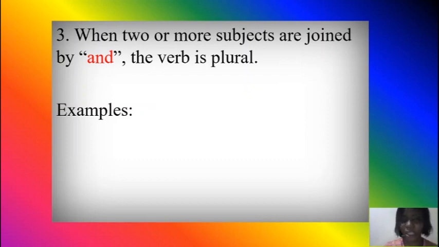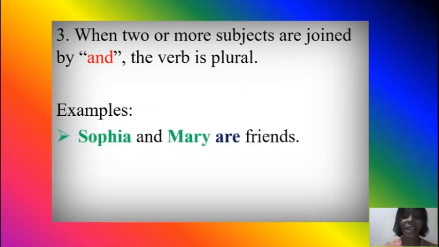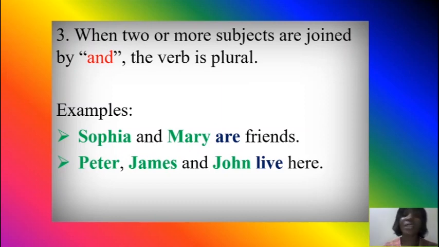No. Let's actually see examples. We have here, Sophia and Mary are friends. Let's go over to example 2. Example 2 says, Peter, James, and John live here. As you can see, we have more than two subjects there. Remember, the rule is when two or more. Peter, James, and John, we have three subjects there, and these three subjects are joined by and.